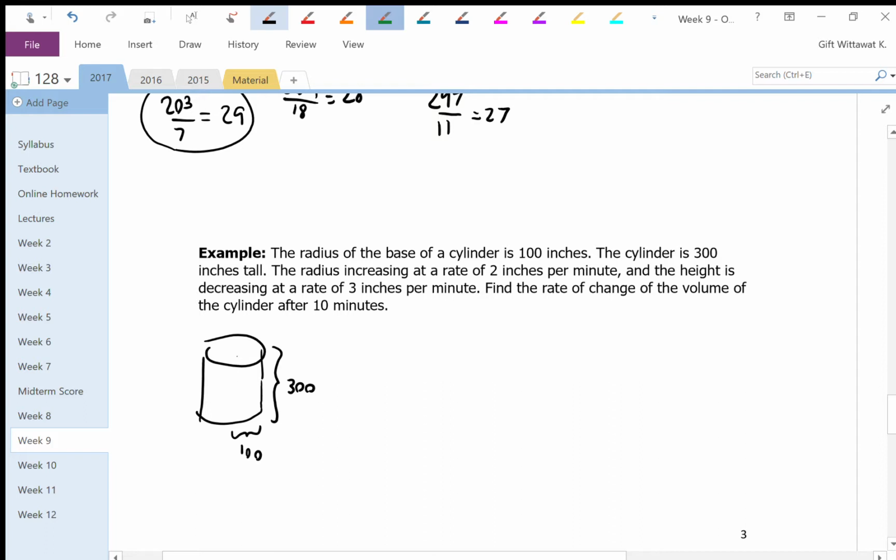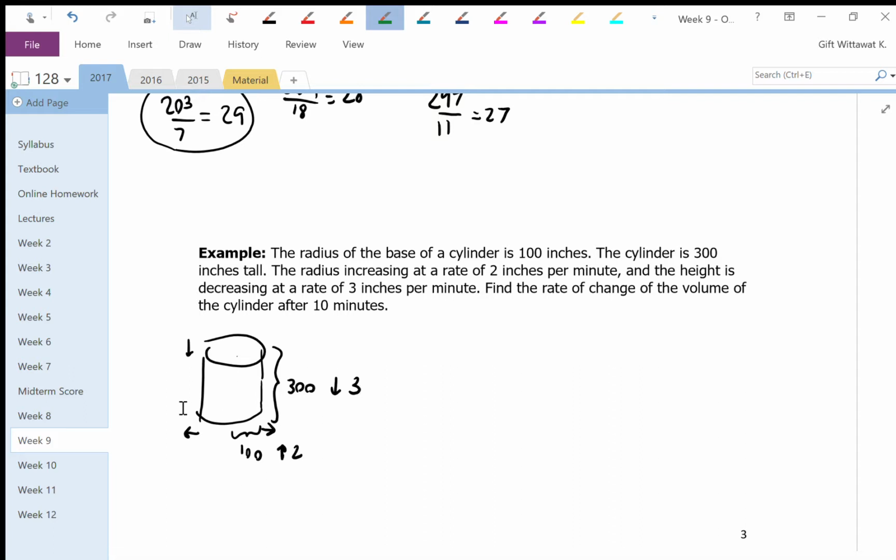Now, however, this cylinder is changing in shape for each second. The radius is going to be increasing by 2 inches per minute. So the cylinder is actually getting bigger, but the height is decreasing by 3 inches per minute. So my cylinder is getting wider but shorter. So you can think of it that way.